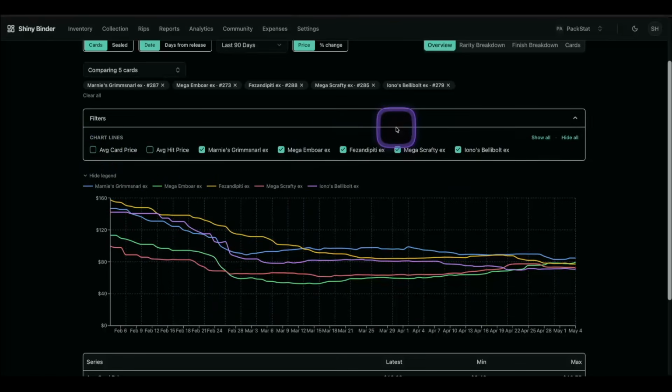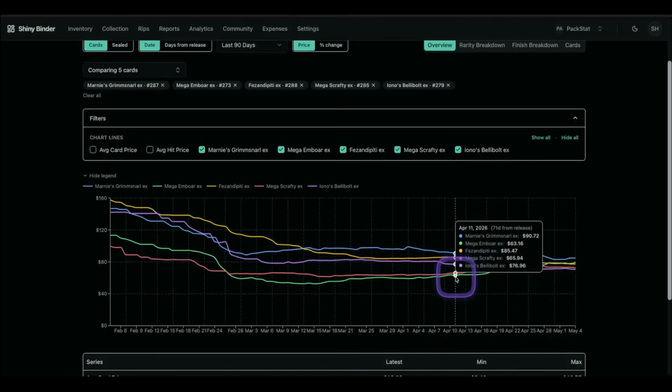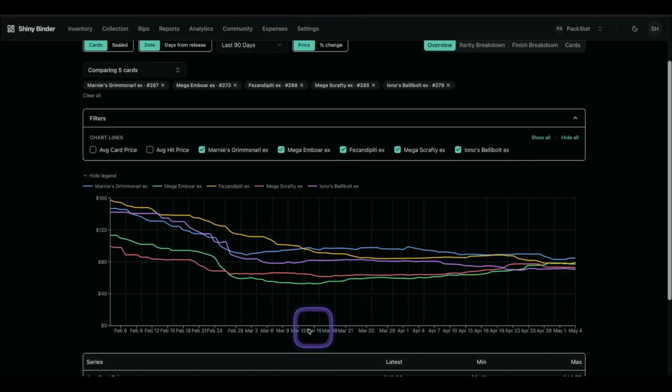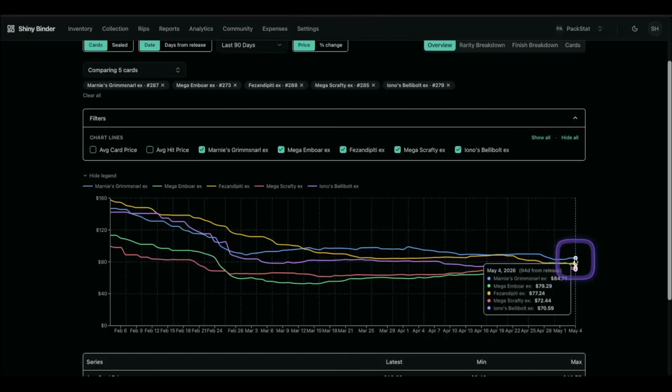And if we keep going to the next chart, which is over here, which shows the next 5 most expensive cards: Grimmsnarl, Mega Emboar, Fezandipiti, Scrafty, Bellibolt. Wow, it actually kind of looks like they're consolidating to one price. This is what it looks like. Regardless, they're all pretty close to one another. Mostly in the $70 at the moment.